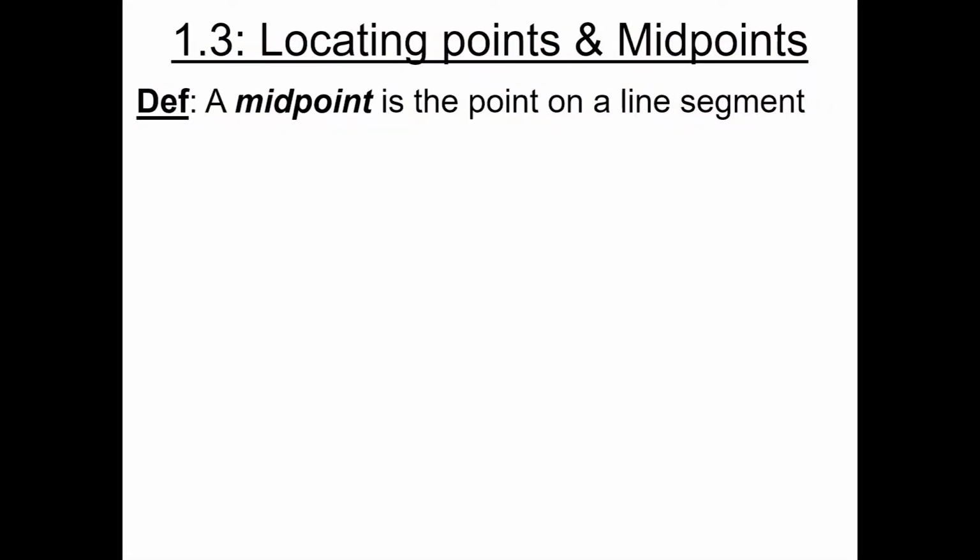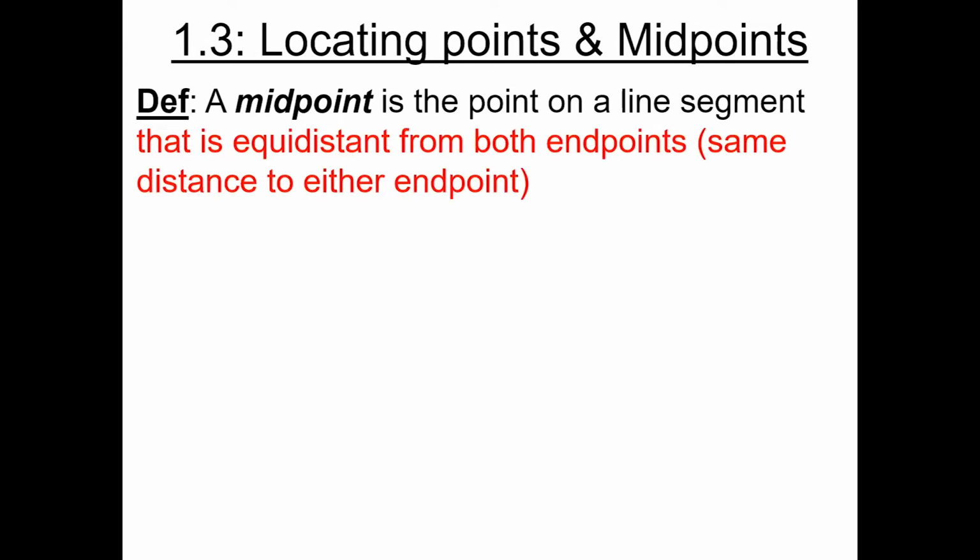In this video, we're going to look at locating what's called a midpoint of a line segment. First, we need to define that. A midpoint is the point on a line segment that is, we say, equidistant. That just means the same distance from both endpoints. Notice it is singular. There's only one midpoint for every line segment.